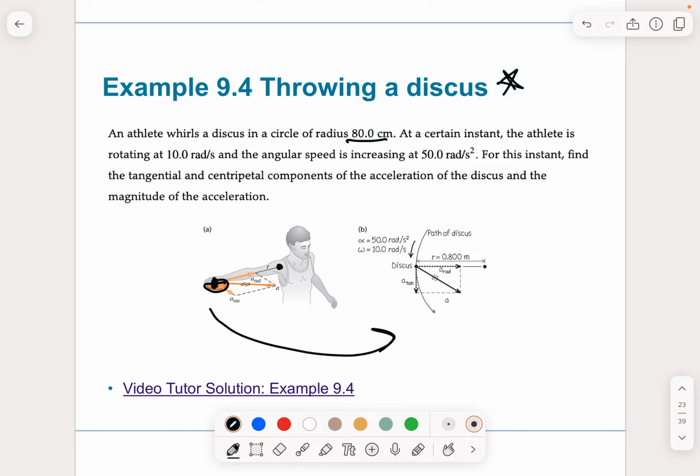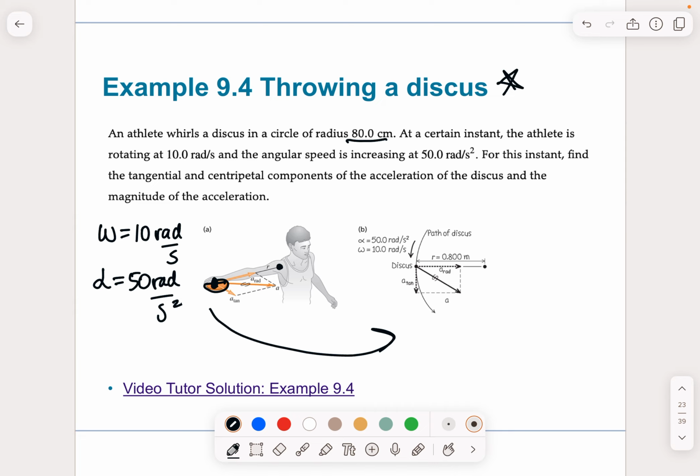What we know is that at some moment in time the athlete is rotating at 10 radians per second. We don't know if that's positive or negative. That's a speed. And the angular speed is increasing at 50 radians per second squared. So that's our alpha. The question is, what are the tangential and centripetal components of the acceleration, and then what is the magnitude of the acceleration? We might be able to do all this here in this slide.